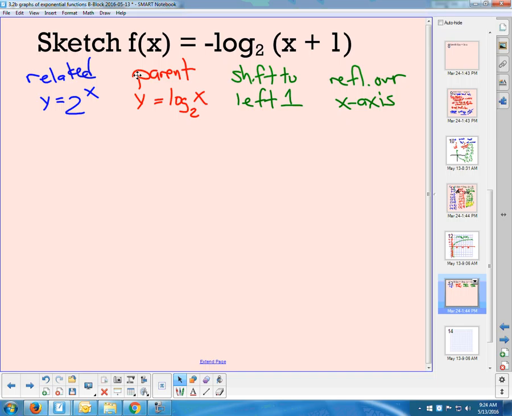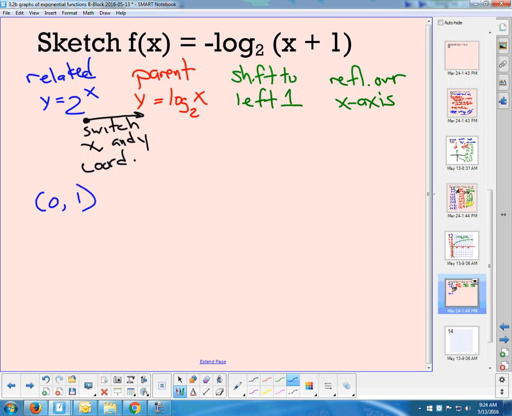One thing I can do is identify the math that I need to do to accomplish each one of those tasks. For example, to go from an exponential function to its inverse logarithmic function, the graphs would be reflected over the line y equals x. In that case, I need to switch the x and the y coordinates. So the exponential function would contain the point 0, 1, and the logarithmic function, its inverse, would contain the point 1, 0.